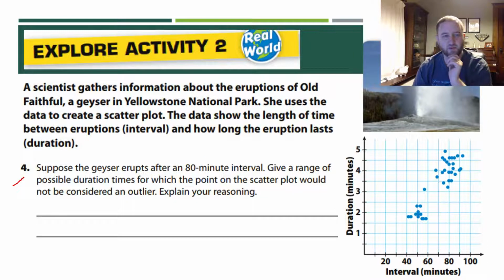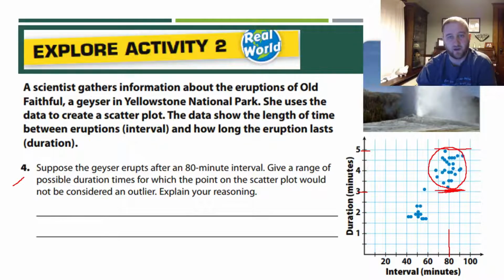Suppose the geyser erupts after an 80-minute interval. So 80 minutes is right in here. Give the range of possible duration times for which the point of the scatter plot would not be considered an outlier. So after an 80-minute interval, you would think the eruption is going to last somewhere in this time range, right in here. That's between 3 and 5 minutes if it follows the general trend.